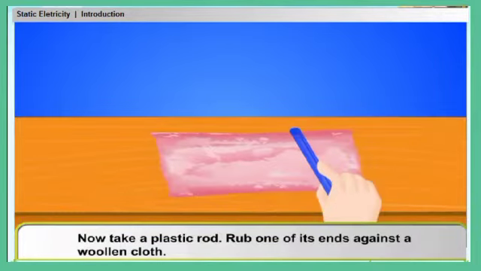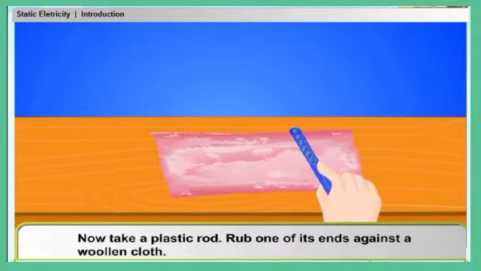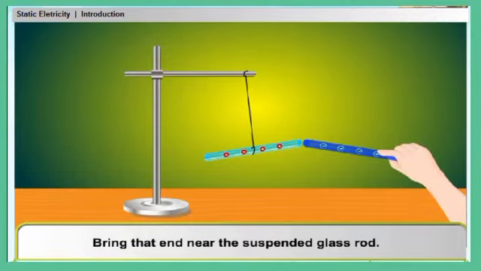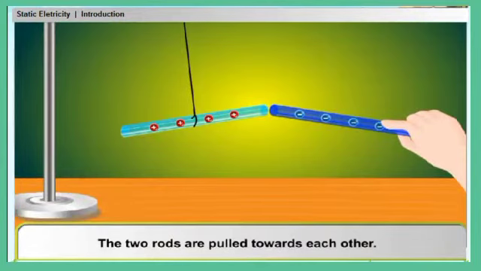Now take a plastic rod. Rub one of its ends against a woolen cloth. Bring that end near the suspended glass rod. Now what do you see? The two rods are pulled towards each other.